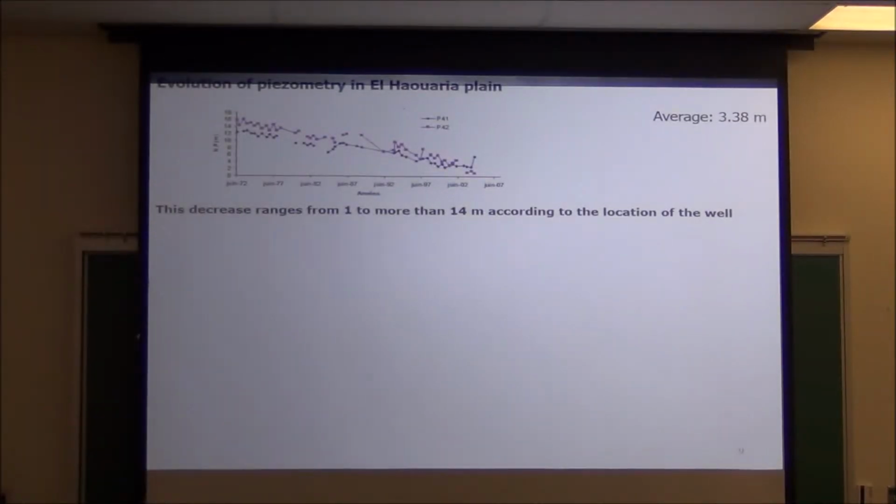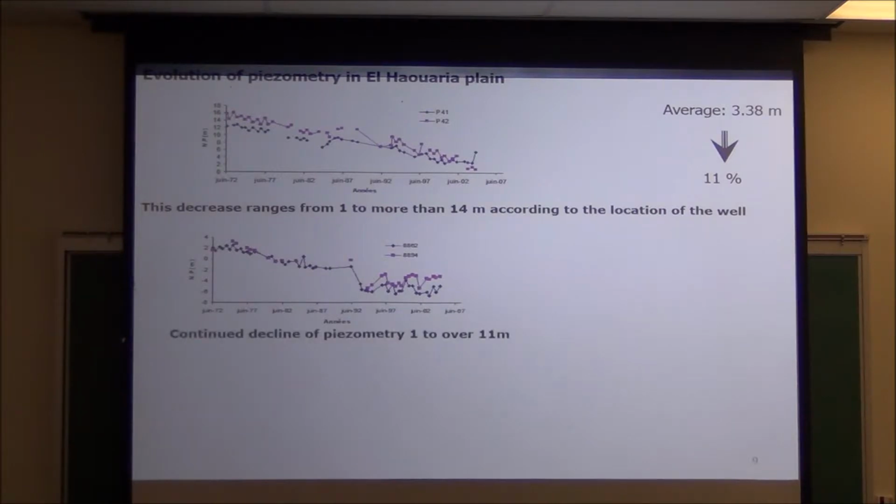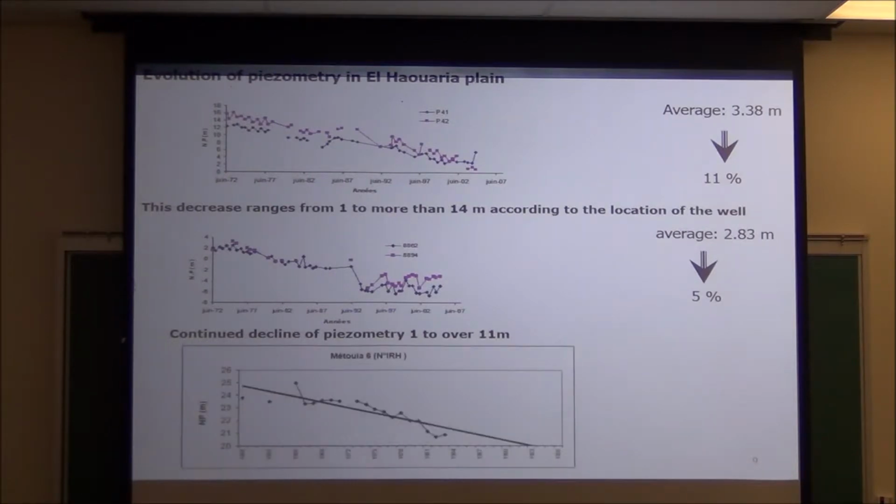This increase of exploitation has a consequence on the piezometry of this aquifer, and we have a continuous decrease ranging from 1 to more than 14 meters according to the location of the well in the El Hawariya plain. For example, we have a decrease of about 11% of the total volume of the aquifer, and in the oriental coast we have a decrease of about 5%, and in the Jeffara plain we have a reduction of the artesian pressure and depletion of the wells, and the springs have become dry.